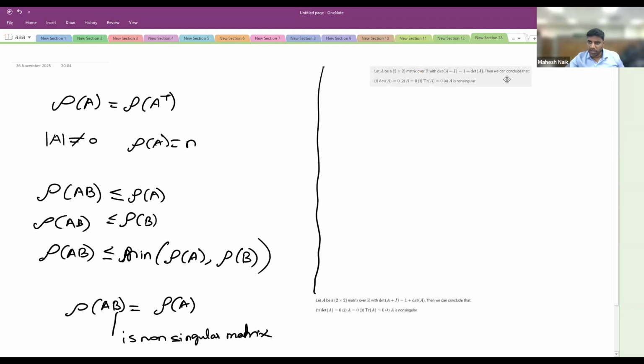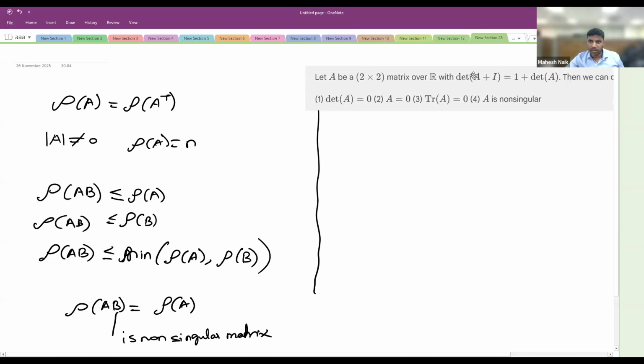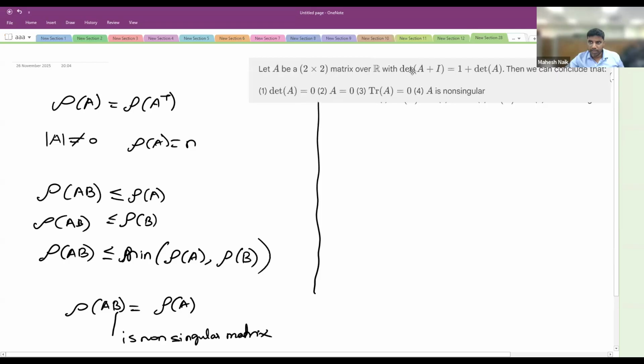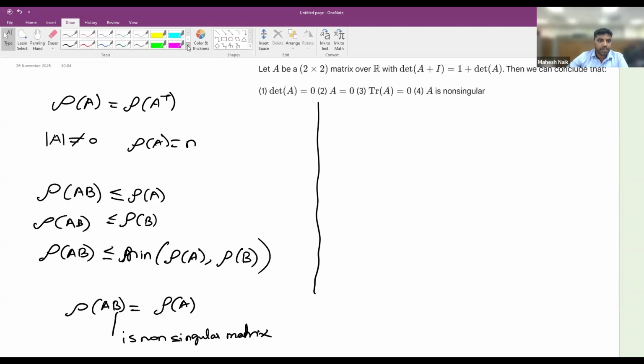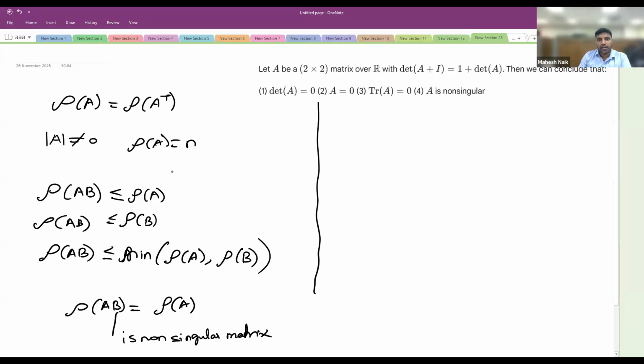Let's look at this one example on determinant, which I wanted to take before, which has appeared in some paper. We have this matrix of order 2 cross 2, and the determinant of A plus I is given to be 1 plus determinant of A. And we have the following options. We want to check if the determinant is 0, if the matrix itself is equal to 0, trace is equal to 0, and so on.